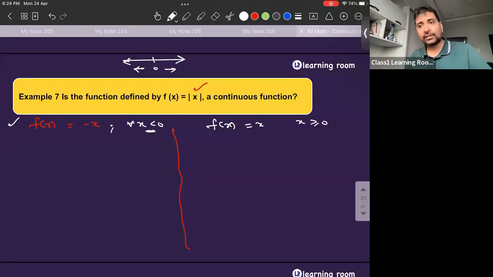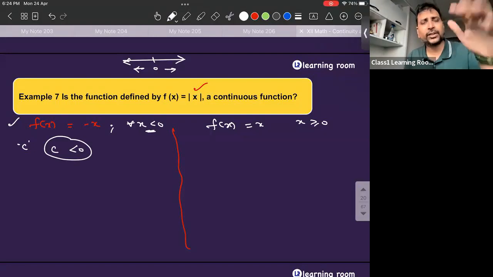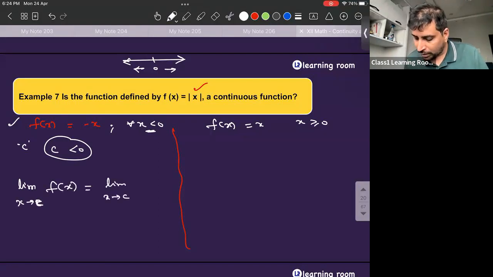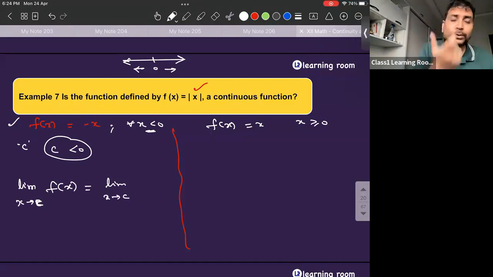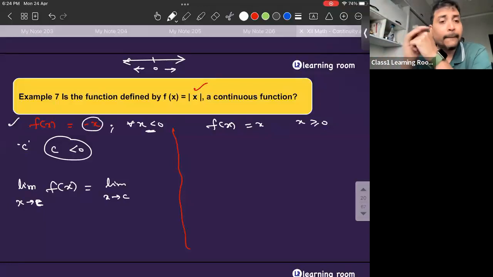Now, in the negative values of x itself, I'm going to consider a point C, where C itself is negative. Let's say C can be -1, -2, -1.5, something, but it's a negative number. Then, according to the definition, limit x tends to C of f of x. Now tell me, in the place of f of x, what function should I take? I'll take minus x. Am I right?